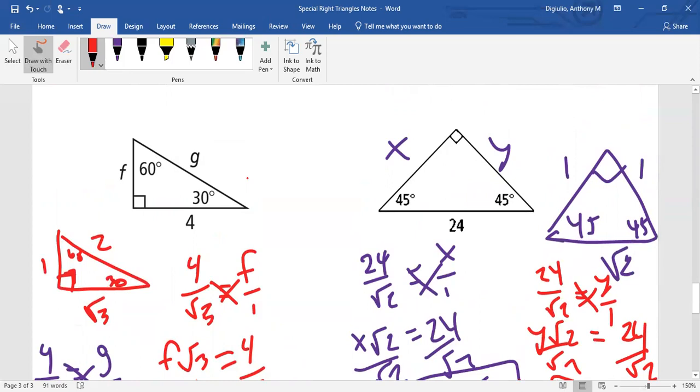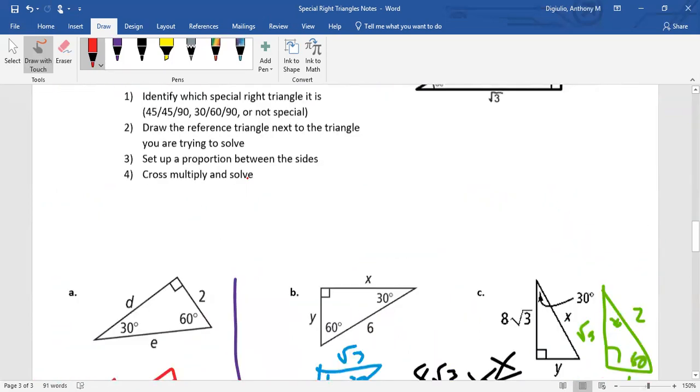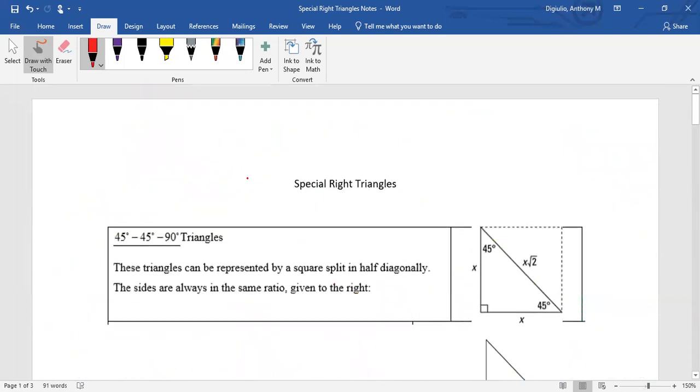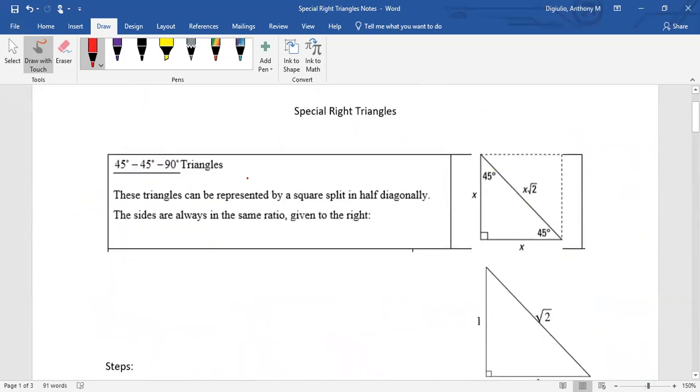So hopefully this gives you a good understanding of how to identify these special right triangles, how to set up the reference, and how to use them.